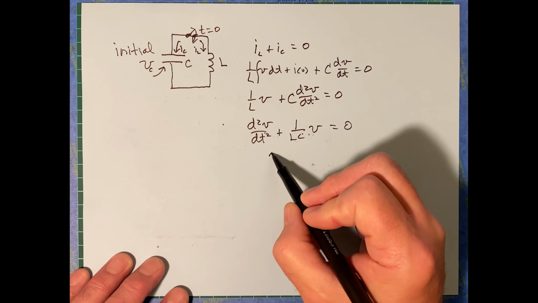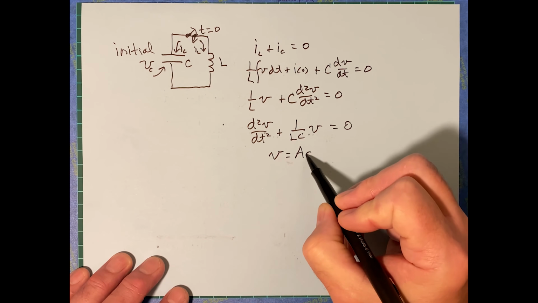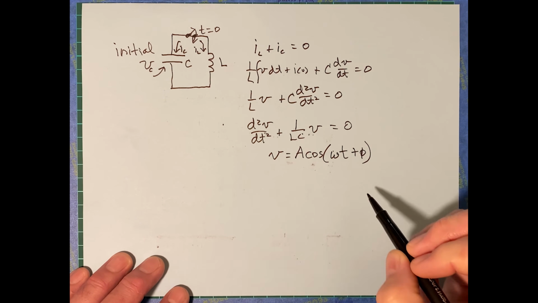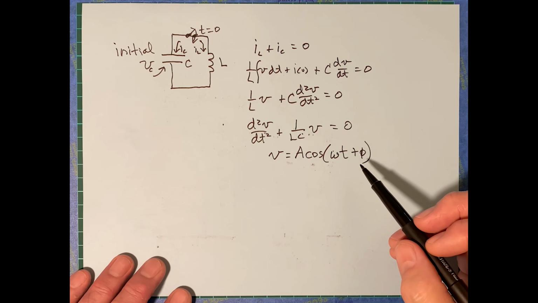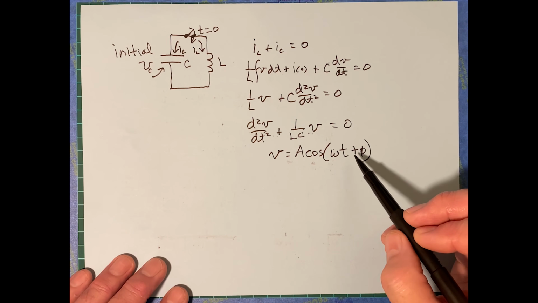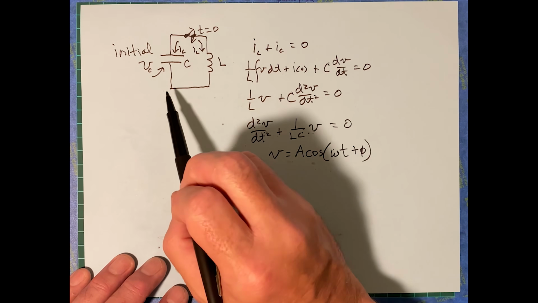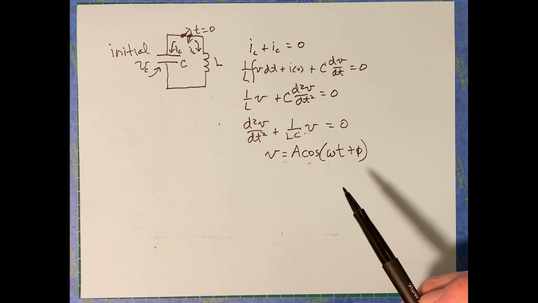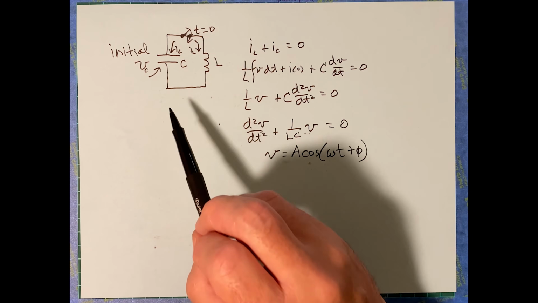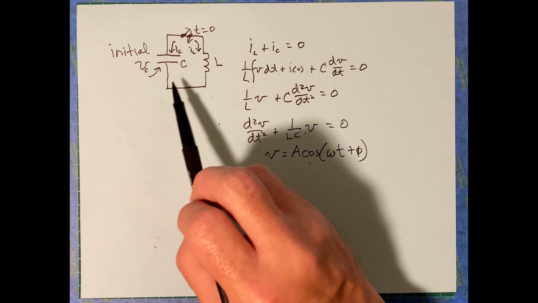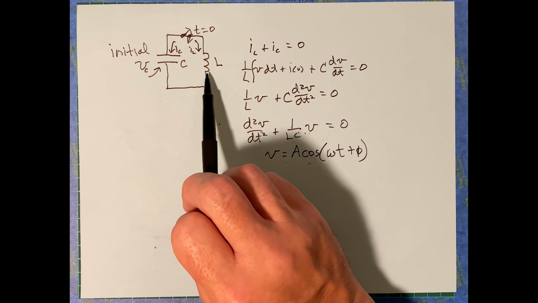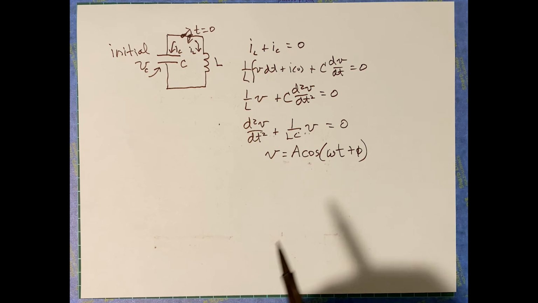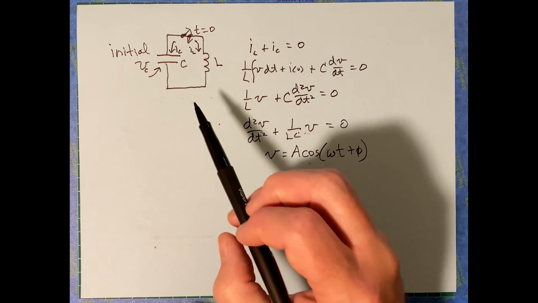You're going to have a solution that says the voltage is going to be A times the cosine of (omega t plus phi). It has to be that. It will be that. Okay, well then what does that mean? That means this is very similar to a simple harmonic oscillator, like the mass on the spring with no friction. So without any resistance, assuming this is a perfect inductor, a perfect capacitor, perfect wires, there's no resistance whatsoever in this system. So what's going to happen?